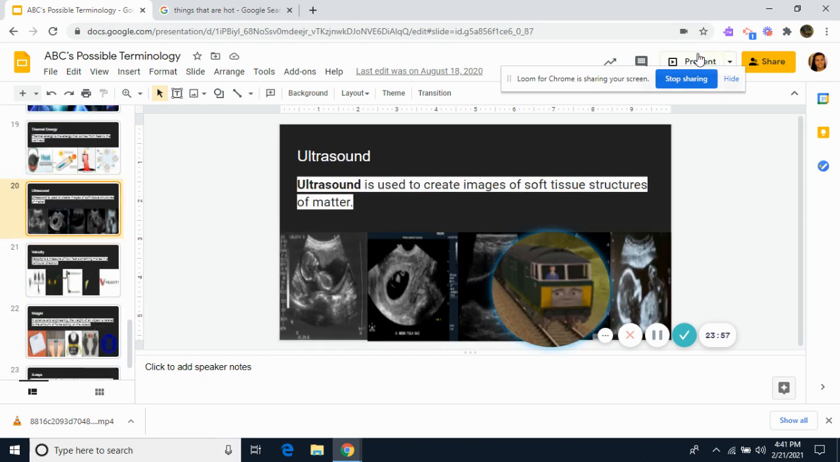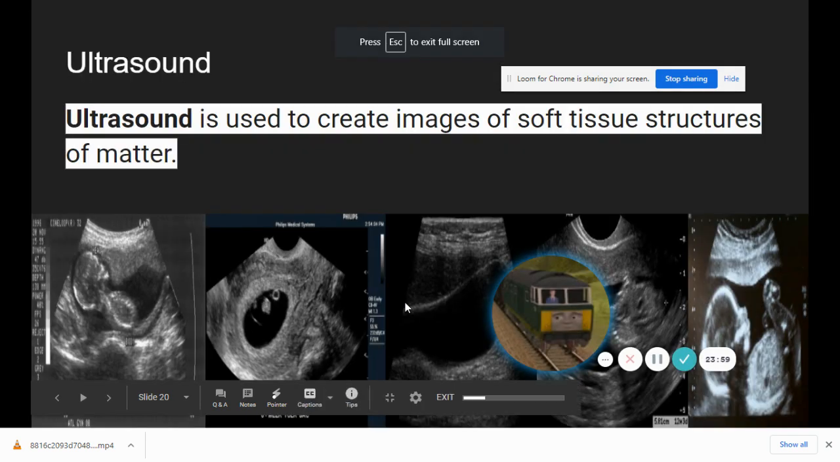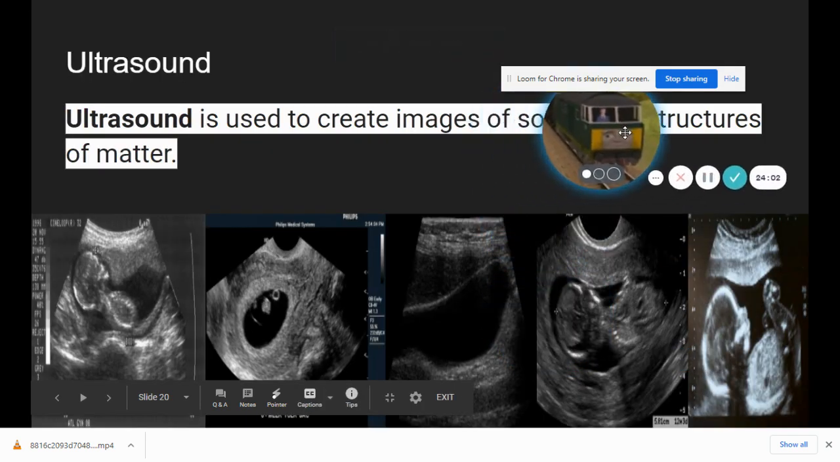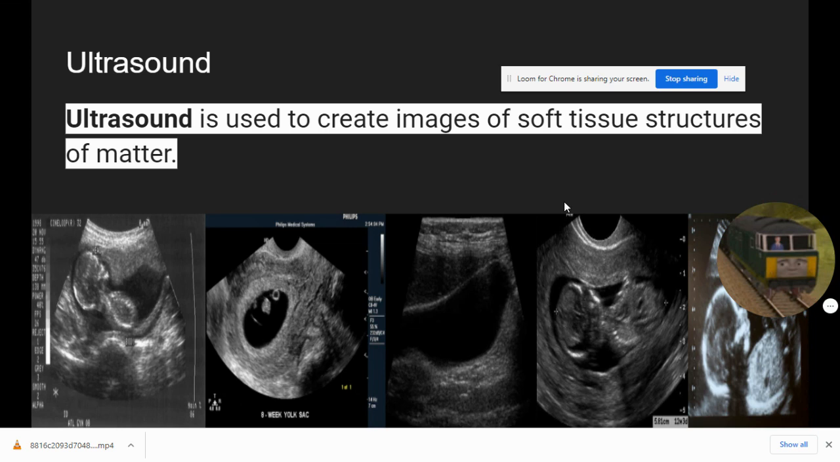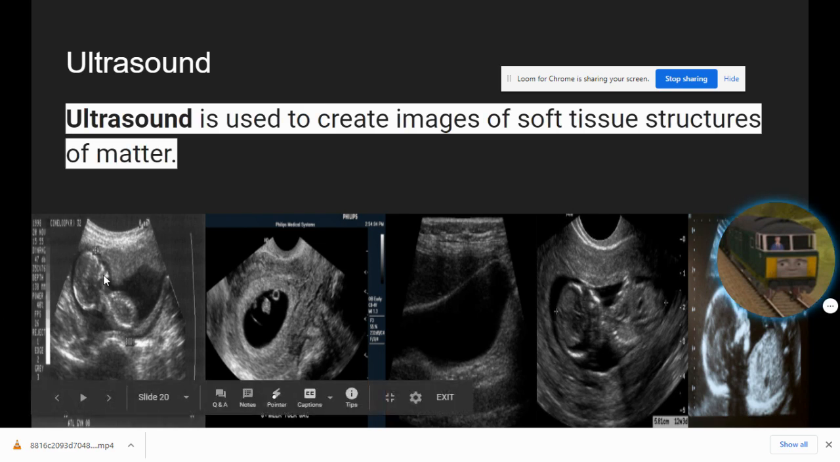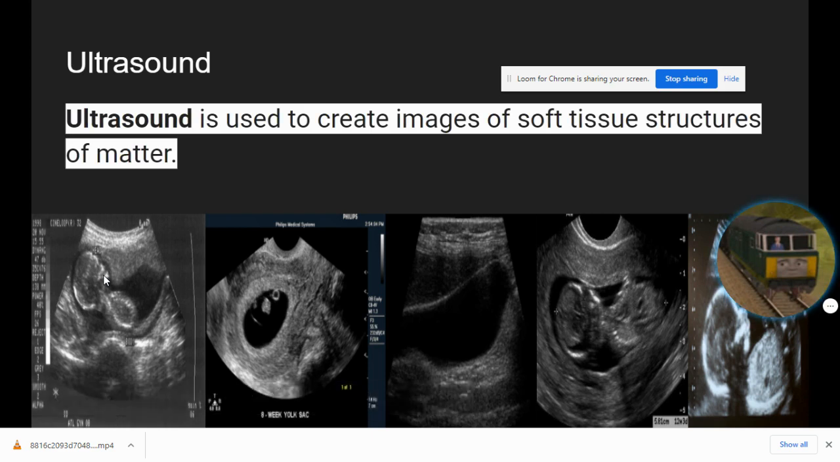Okay, so ultrasound. You guys may find it very familiar. Ultrasound is used to create images of soft tissue structures. For example, a baby grows in the mom's tummy until the mom's pregnancy ends and the baby comes out on the exact date.